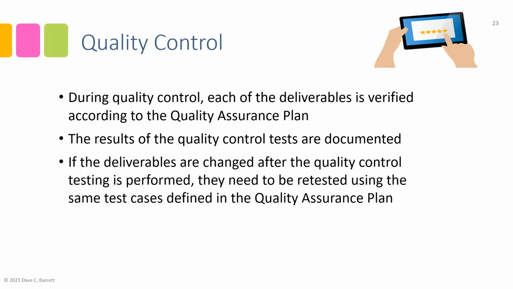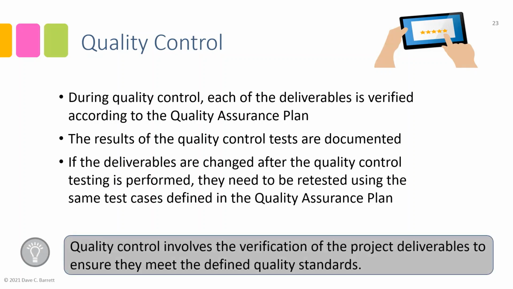If the deliverables are changed after the quality control testing is performed, they need to be retested using the same test cases, which would again be documented back within the quality assurance plan. So it's an ongoing process that takes place. Key idea: quality control involves the verification of the project deliverables to ensure that they meet defined quality standards.